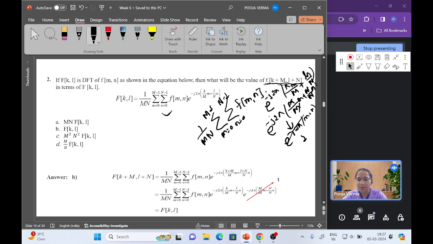The options are given as: option A, MN F of k, l. Option B, F of k, l. Option C, M square N square F of k, l. Option D, M by N F of k, l. So option B is the correct answer for this question.